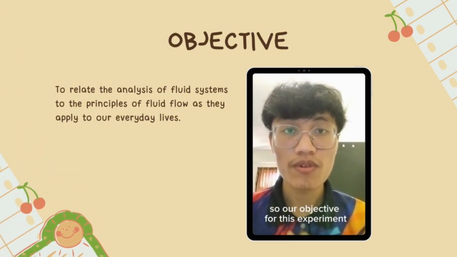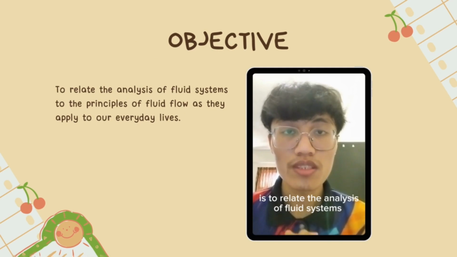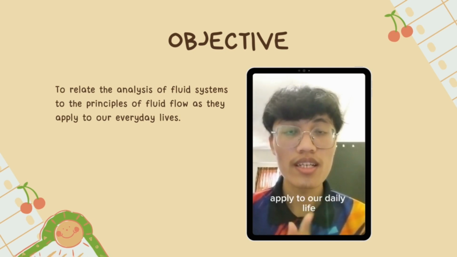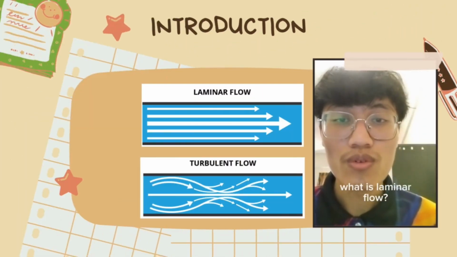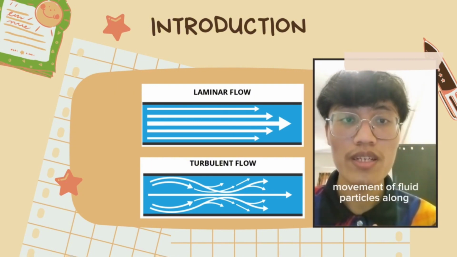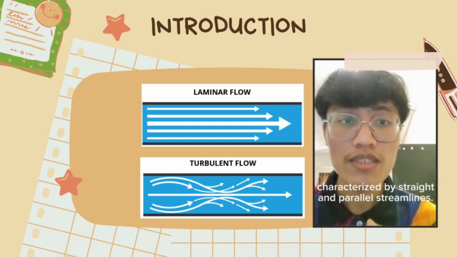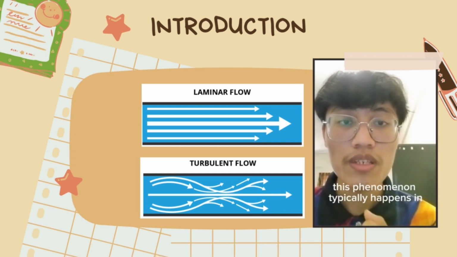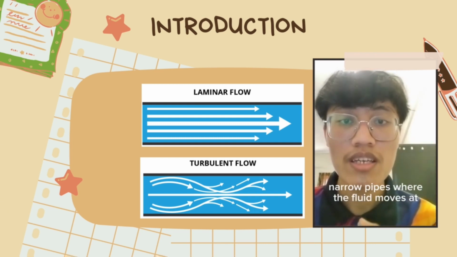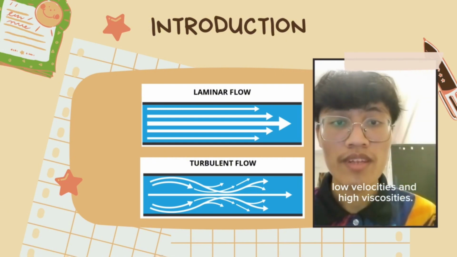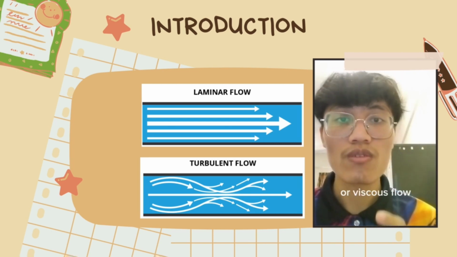So our objective for this experiment is to relate the analysis of fluid system to the principle of fluid flow as they apply to our daily life. What is laminar flow? Laminar flow refers to the orderly movement of fluid particles along clear paths or streamlines, characterized by straight and parallel streamlines. This phenomenon typically happens in narrow pipes where the fluid moves at low velocity and high viscosity. It's also known as streamline flow or viscous flow.